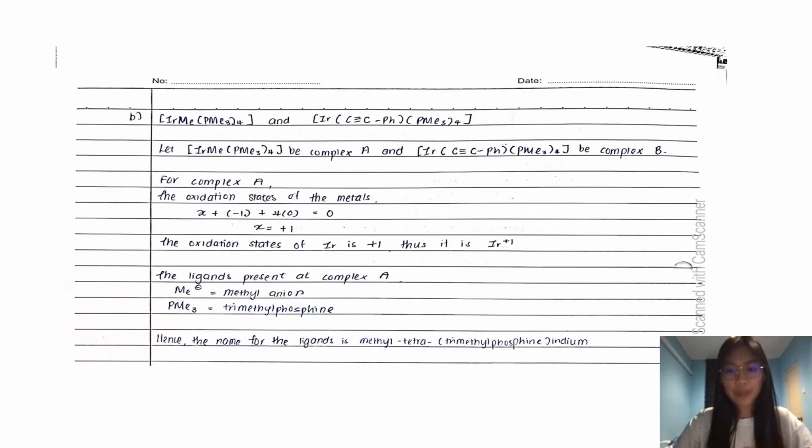For B, let the first ligand be complex A and the second ligand be complex B. For complex A, the oxidation state of the metal is +1, in which the iridium will be Ir+1. The ligands present in complex A are methyl anion and trimethylphosphine. Hence, the name of the complex is methyl tetra-trimethylphosphine iridium.